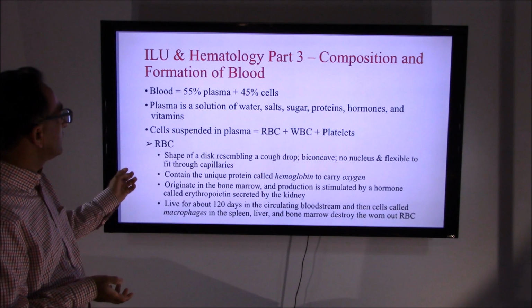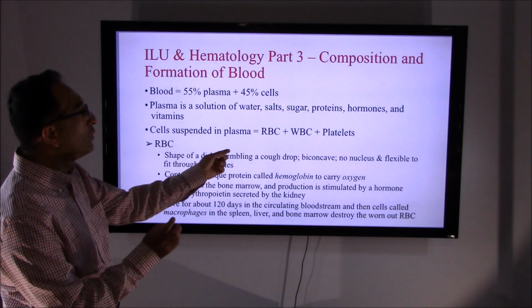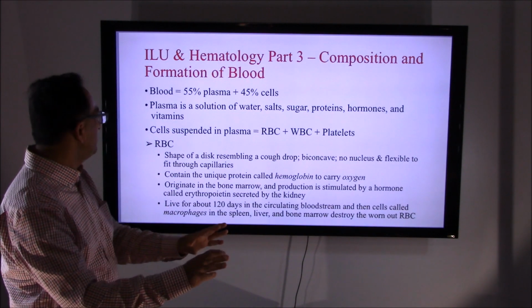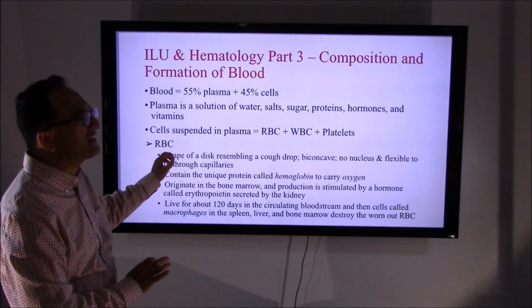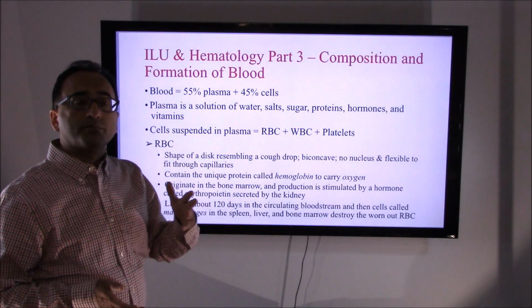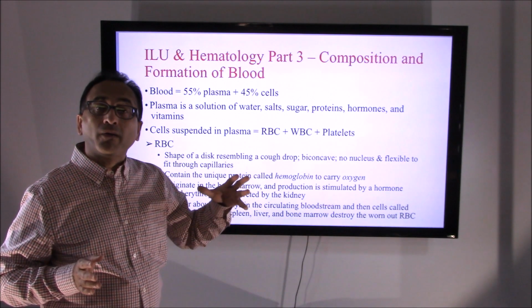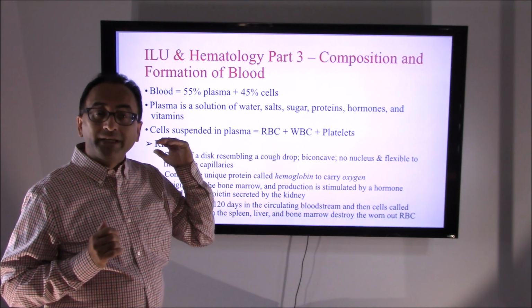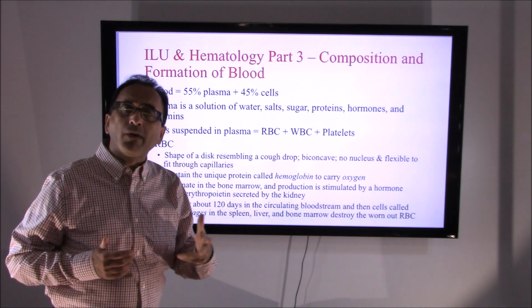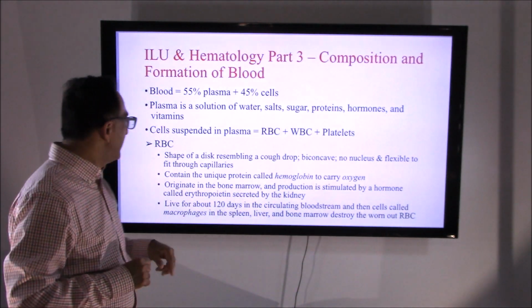Okay? But the uniqueness about the RBC is this: with no nucleus, they are flexible. They can go anywhere, even the tiniest capillaries. Remember in one of the previous video presentations, we were looking at the length of the capillaries. When you add up the arteries and veins and capillaries, it can go around the globe 2.5 times.